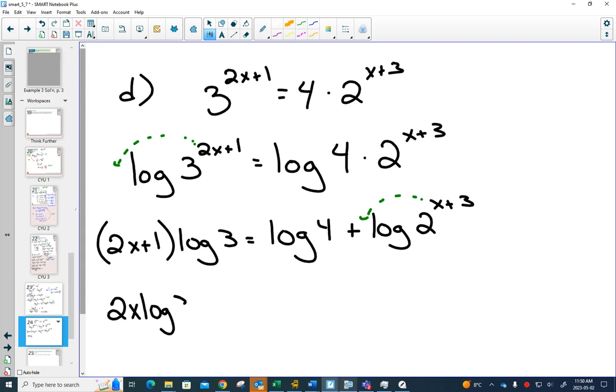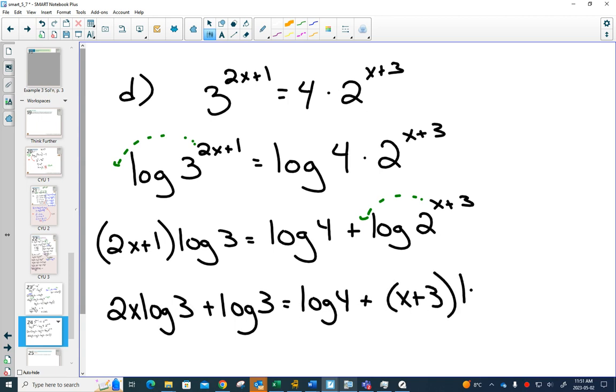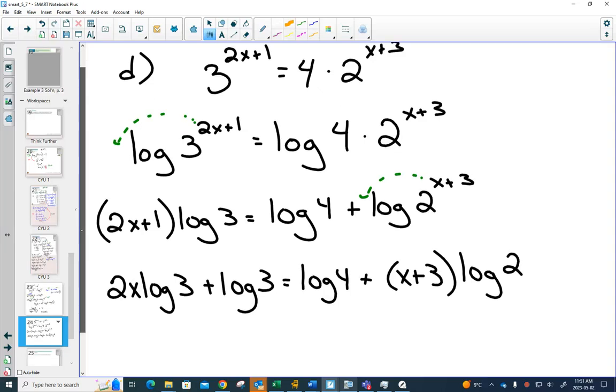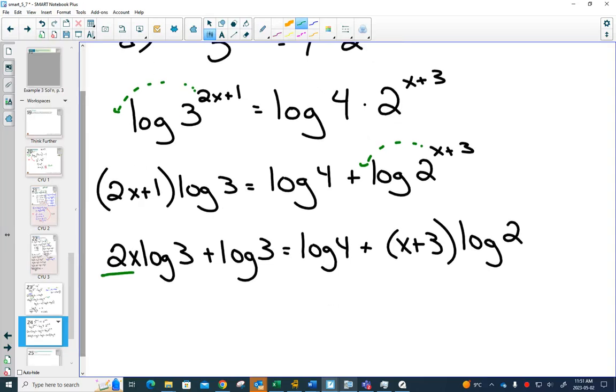I've got 2x log 3 plus log 3 equals log 4 plus (x plus 3) times log 2. We've got some expressions with x's, some without. What we're going to do is move all of our expressions with x's. So I'm going to underline those in green. There would be a 2x log 3 here, and if you distributed this to that x, can you see there would be an x log 2 on the left-hand side?